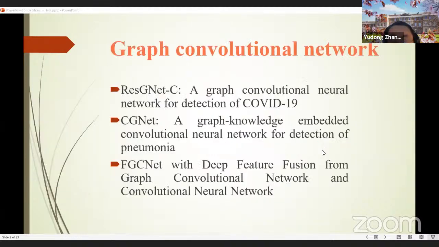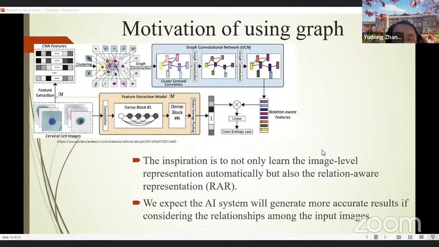Now we will discuss what we have done so far. The first is the graph convolutional network. In our lab, we developed 3 different graph networks: ResGNet-C, CGNet, and FGCNet. Before I move on, I will give a short explanation of the motivation for using graphs. Someone may say that we can use transfer learning, or even traditional artificial intelligence. So why do we need to use graphs in the diagnosis of COVID-19?